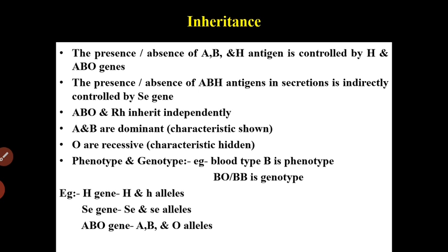SE gene, secretor gene, it has two alleles. Capital S small e and small s small e. See, you have to write it in this way only. You cannot change it, it's notation. Capital S small e and small s small e. These are the alleles. ABO gene, A, B and O alleles. Fine?